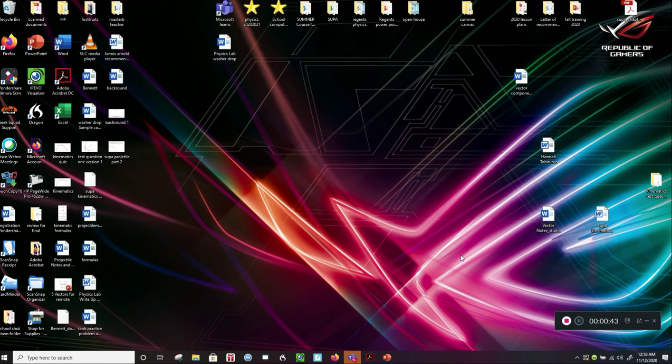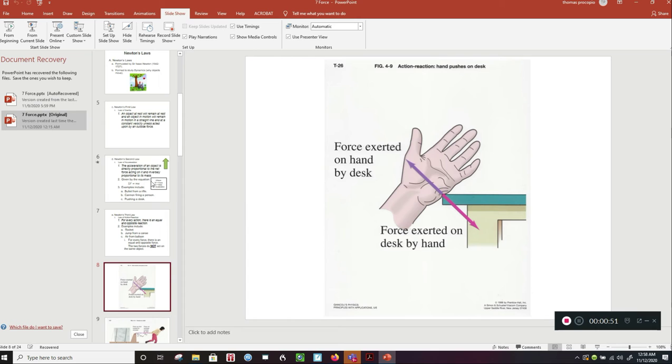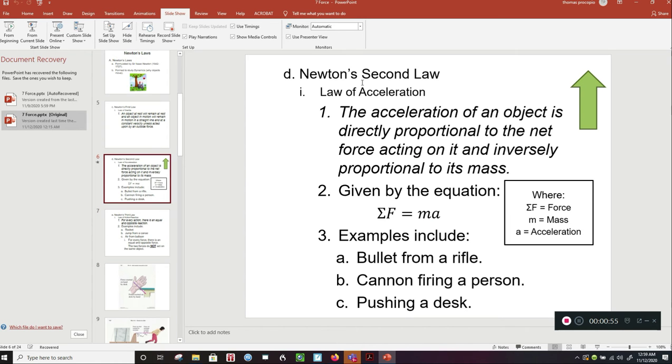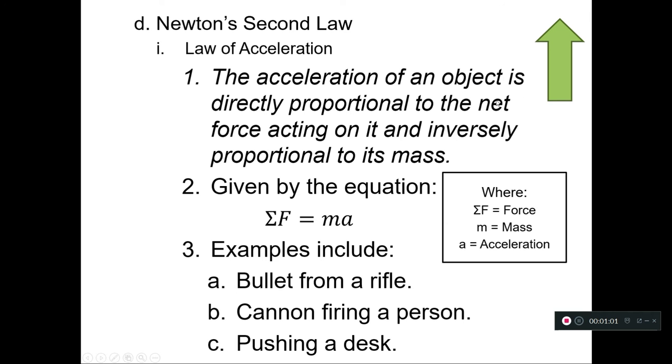And then we're going to get back into the homework tomorrow. So let's go back and take a look at Newton's second law and see what it says again. And then I want to see if we can make some more sense out of it. Okay, so Newton's second law. What this is telling us is that the acceleration of an object is directly proportional to the net force acting on it and inversely proportional to its mass.